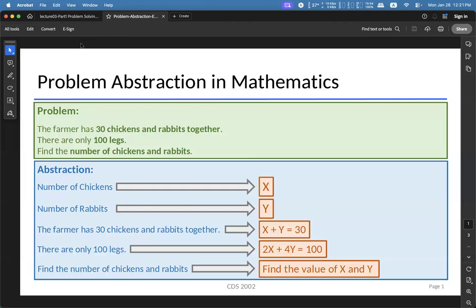And essentially, finding out the number of chickens and rabbits is converted to finding the values of x and y. In this abstraction, we are converting a mathematical question with a lot of context into a simplified equation with symbols. So let's recall what we learned in chapter 1.